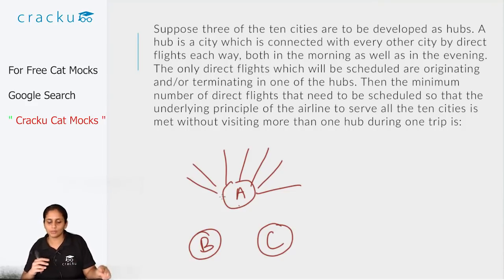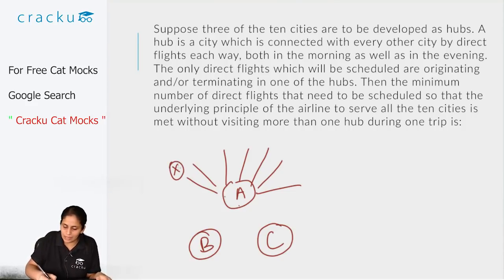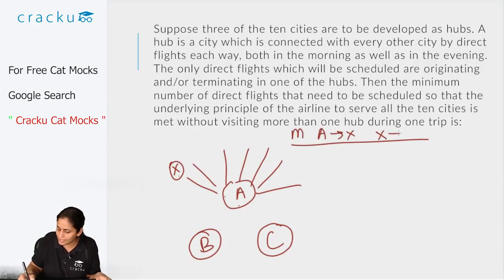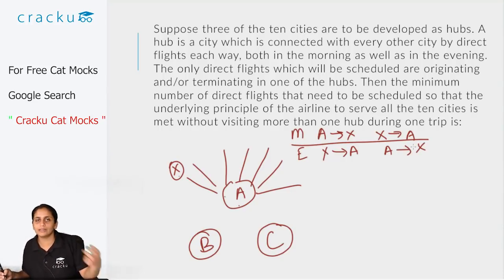2 in the morning, so suppose this is like X, so you would need A to X in the morning. So in the morning you would need A to X as well as X to A, and in the evening you would need X to A and A to X. Only then can you start off at a city, go to another city, and come back in the evening. Only if all 4 flights are present.